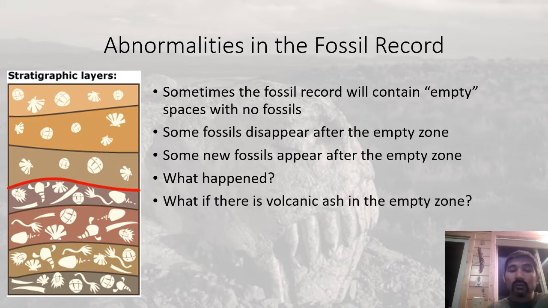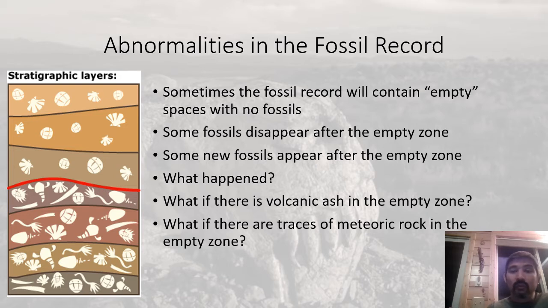Now, here is just kind of an important piece of information. If we find volcanic ash in this red line, this sort of transition area where first we had fossils of this thing and then after that we don't, if we find volcanic ash in that empty zone, then we can conclude, hey, probably there was a volcanic eruption which caused a mass extinction on Earth.